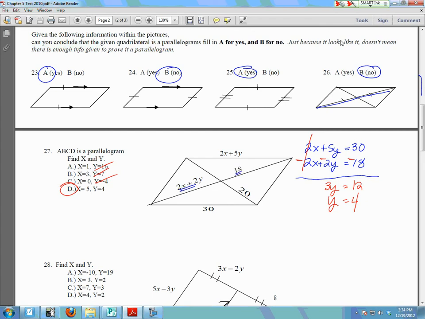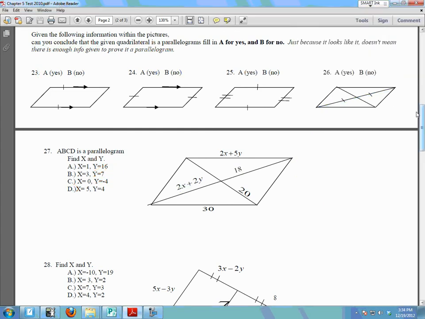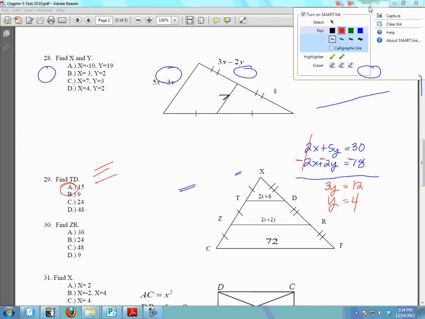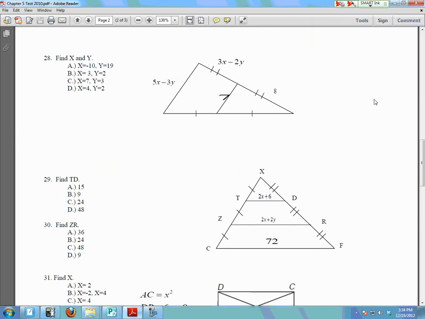Moving down to question number 28. We know that there's a midpoint and that there's a midpoint. So this mid-segment is half the length of this side over here, and it'd be parallel as well. So I want to say that 7 is half of 5x minus 3y, or we could say 2 of those 7s make up 5x minus 3y.